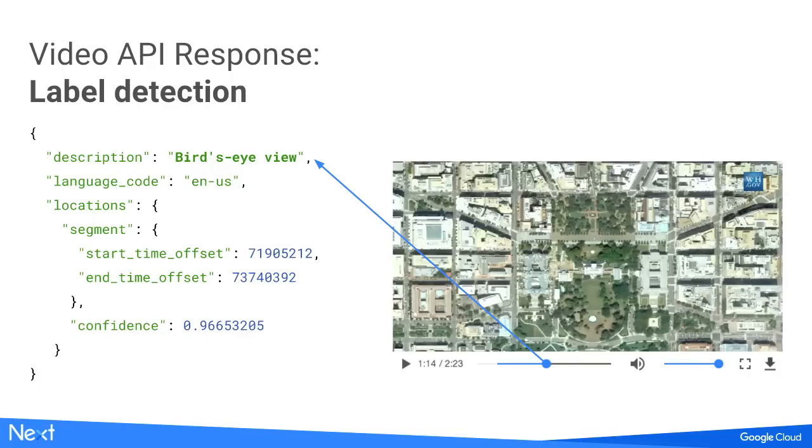And this is more granularly what the JSON response looks like from the Video Intelligence API. So this is a video of a tour of the White House. And at this particular point in time, it identifies the label bird's eye view. And it's able to tell us the start time and end time in microseconds of where that label appears in the video. And it also returns a confidence score ranging from 0 to 1, which will tell us how confident the API is that it successfully identified this as bird's eye view. In this case, it is 96%, so it is pretty confident that this is a bird's eye view.